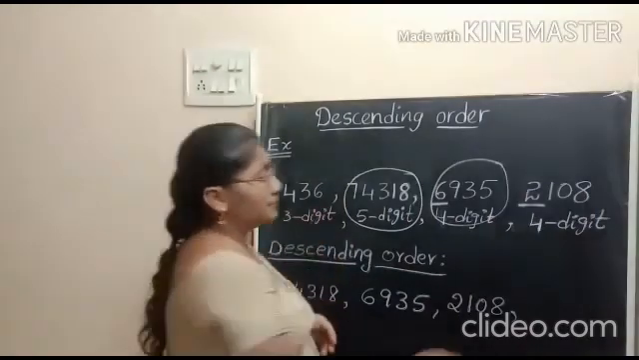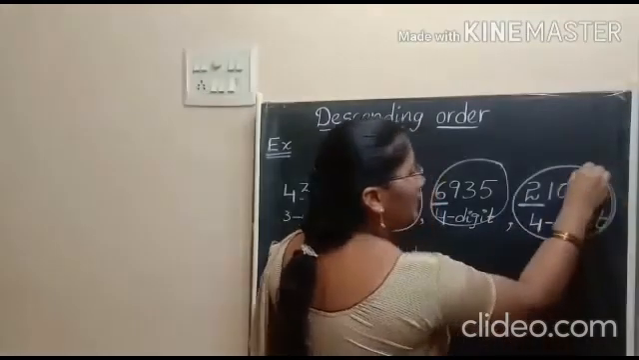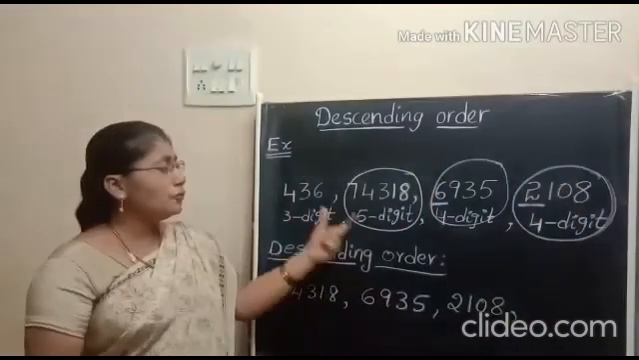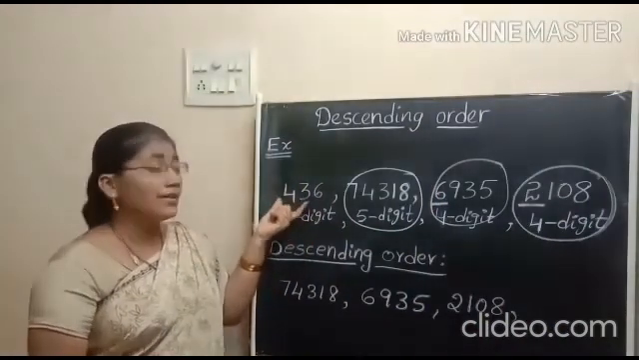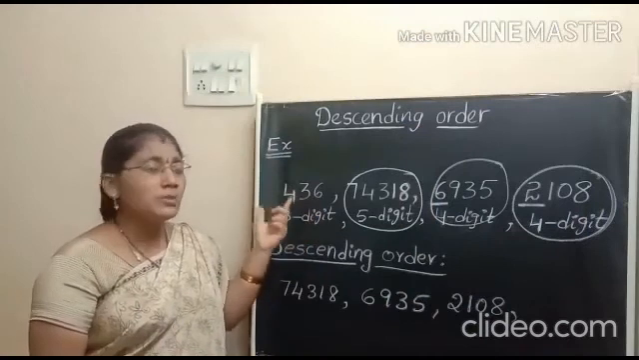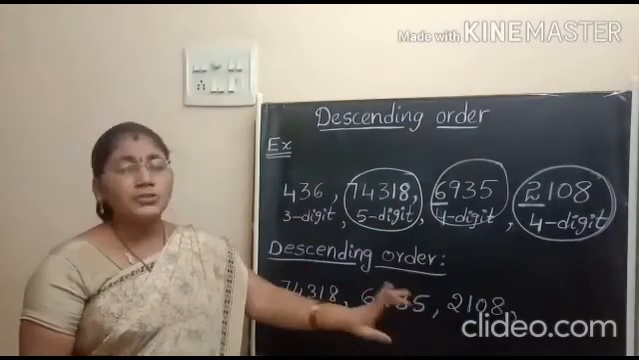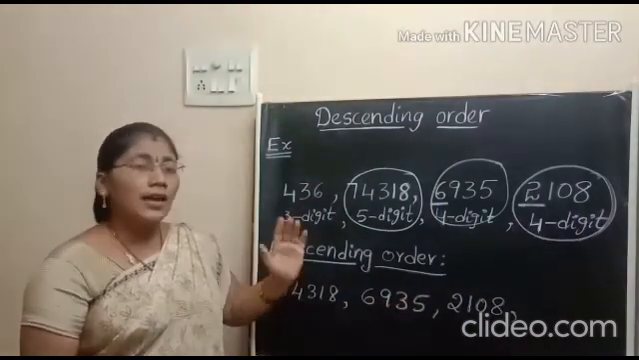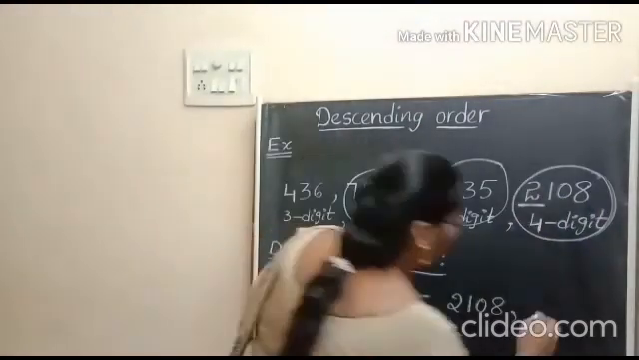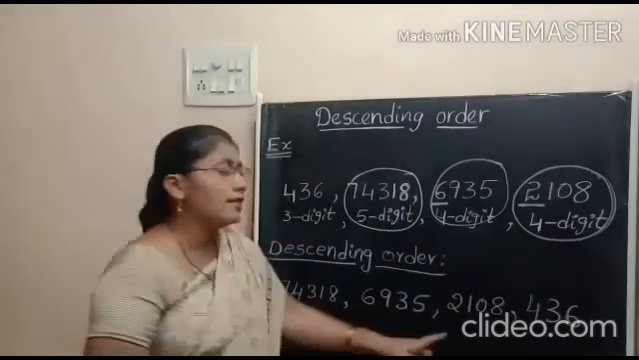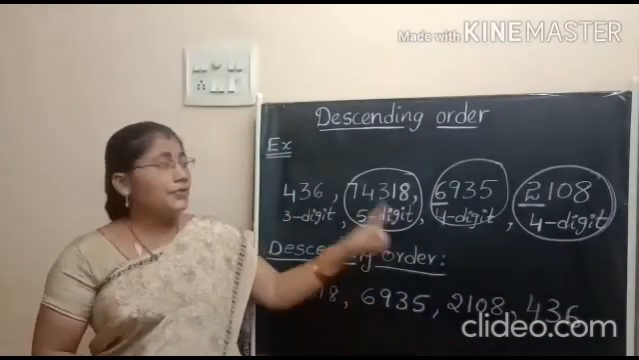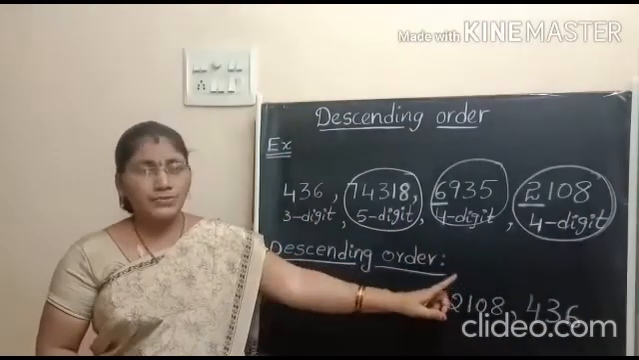What next? After writing this number, we have only one number, that is a 3-digit number, 436. This must be written at the last position of decreasing or descending order. Now, this is the descending order for the given numbers. Is it clear, children?